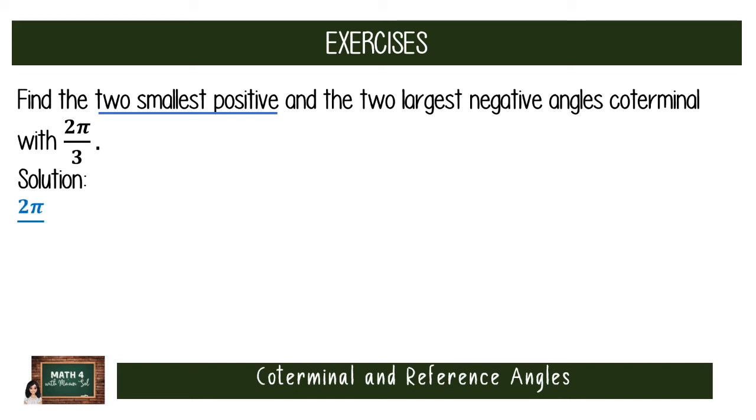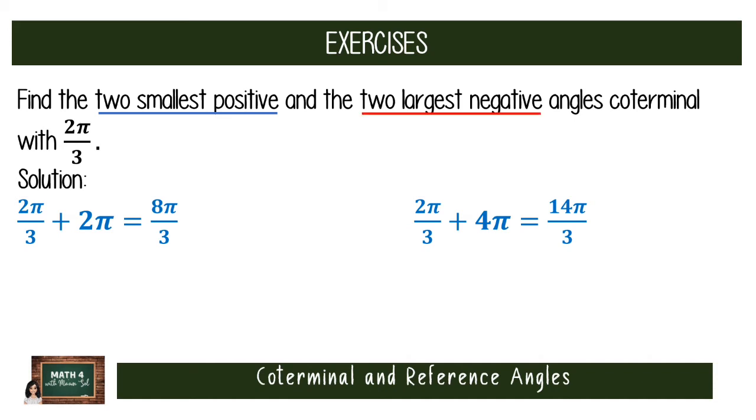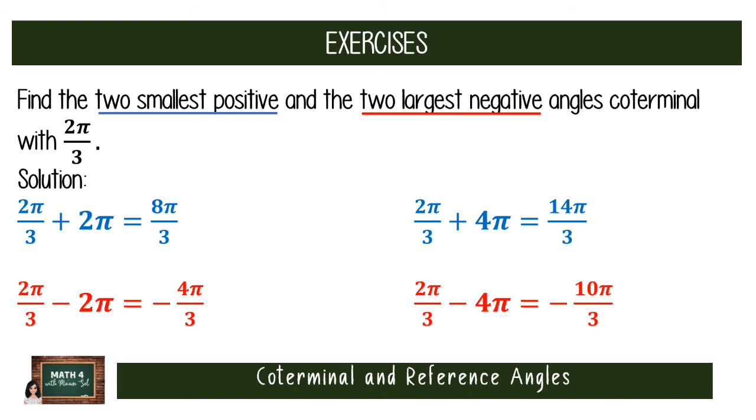So we have 2 pi over 3 plus 2 pi, and we get 8 pi over 3. We also add 4 pi to 2 pi over 3 to obtain the next smallest positive angle coterminal with 2 pi over 3. That is 14 pi over 3. To obtain the largest negative angles, we subtract 2 pi from 2 pi over 3, and we will obtain negative 4 pi over 3. When we subtract 4 pi from 2 pi over 3, we obtain negative 10 pi over 3.